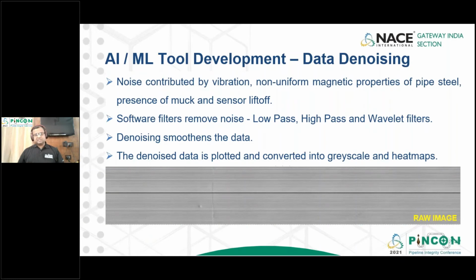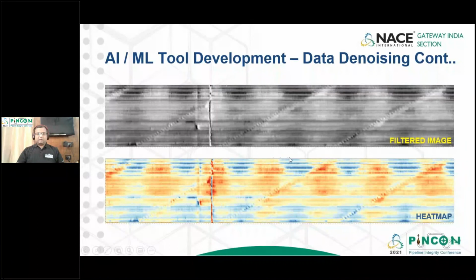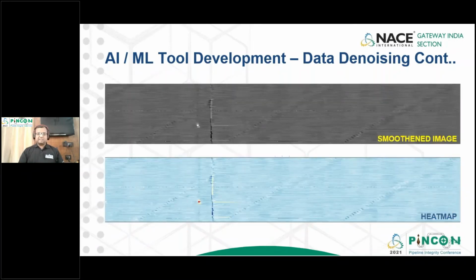So this is an image of the raw data, where we cannot identify the type of pipeline, or even any features, if they are present in this section of the pipe. Once we have done the filtering of the data, we can see it's a spiral pipe with some features present on the pipe itself, and similarly in the heat map as well. A smoothened image is more clear with respect to the features of the pipeline.